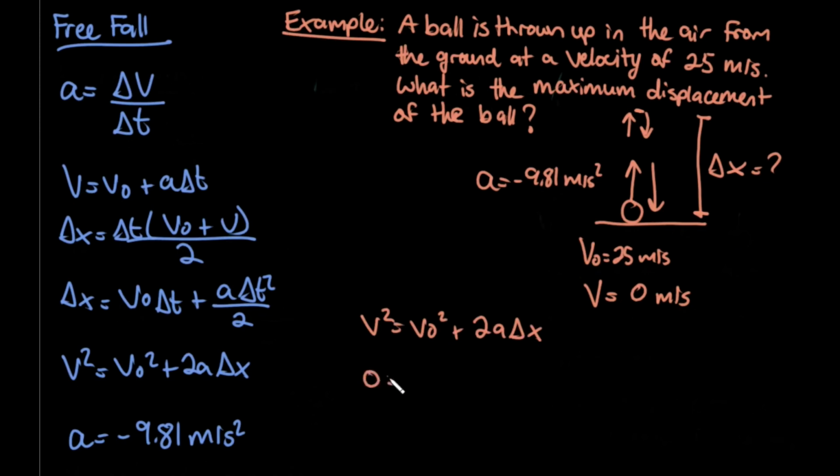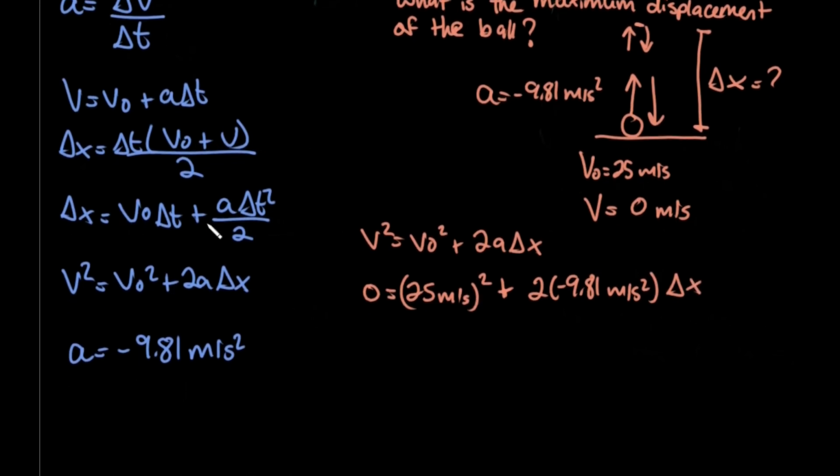V squared is just 0. V naught squared is 25 meters per second, squared, plus 2 times negative 9.81 meters per second squared times delta x. The first thing we're going to do is square this guy here. So 25 squared gives me 625. Then I'm also going to multiply these two numbers together, so that becomes a negative, actually: negative 19.62 delta x.